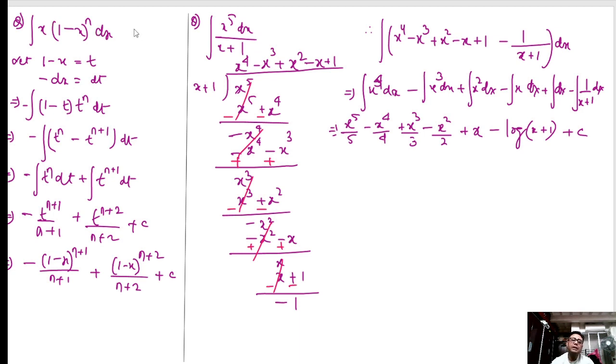So friends, watch this type of sum. Let us take 1 minus x as t. So minus dx is dt. So in place of x I will write what? In place of x I will write 1 minus t.